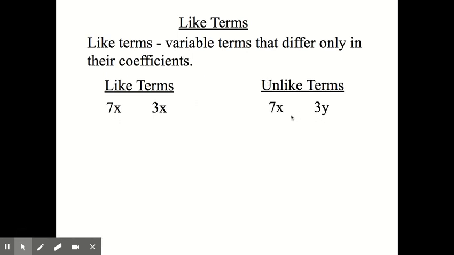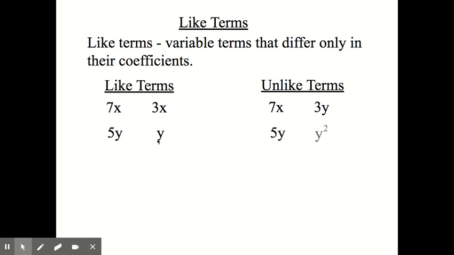These would be unlike terms. They have the 7 and 3 like these two, but they have different variables, so they are not alike. They have to look exactly the same in terms of the variable. These are like terms, 5y and y. Even though this doesn't have a number, there is always a number there of 1. So 5y and y, they are like terms.